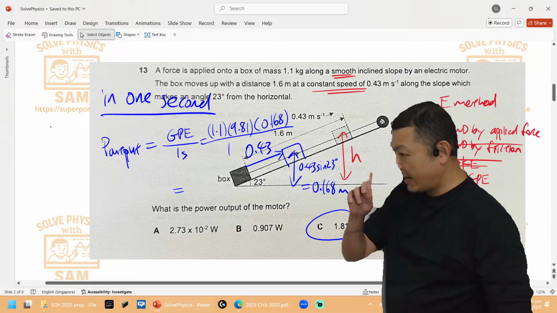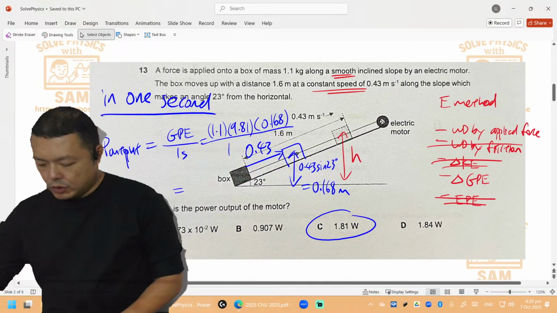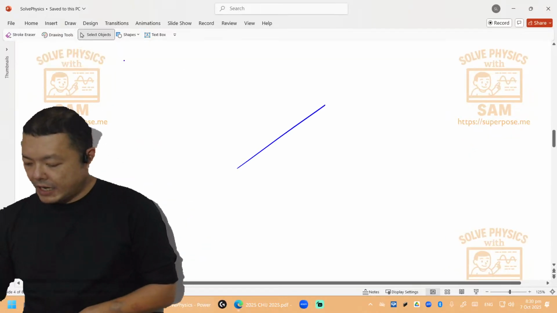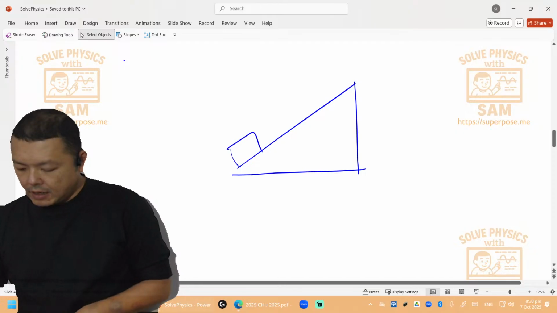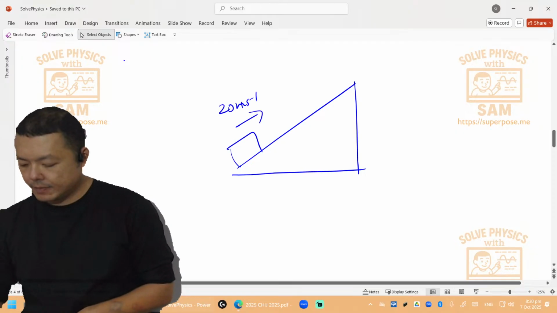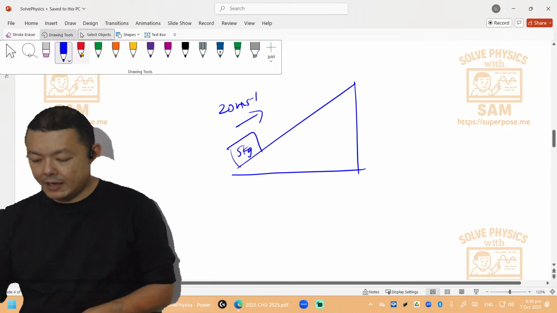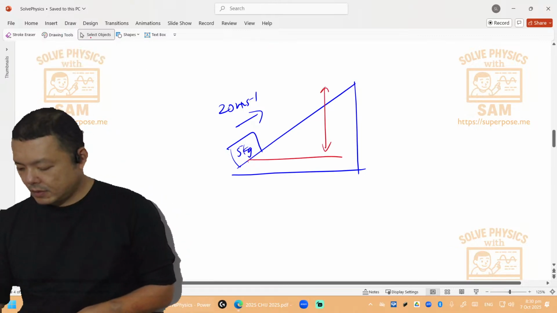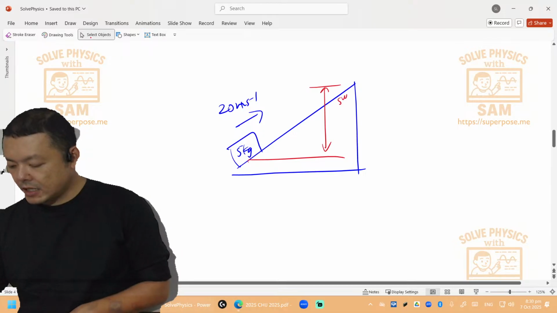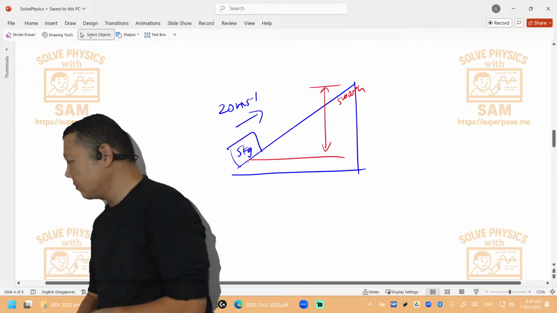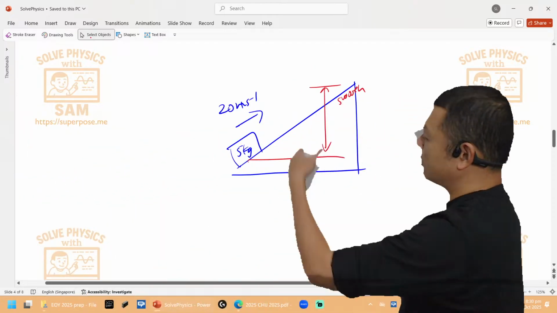Oh, hang on, let me give you another example. A bit of a side quest now. I give you a separate example. I give you a box that's being slid up the slope with an initial speed of 20 meters per second. The box is 5 kg. And my question to you is, how high can it go? Again, this is a smooth slope, just to make it easy. How high can it go?